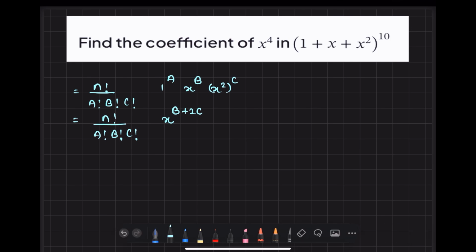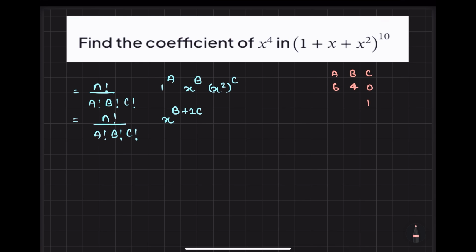Let's have some conditions where we will have x power 4. So it is a, it is b, it is c. Suppose that c is 0. So if c is 0, b has all the responsibility to make power as 4. So 4, and then a will become what? 6. Correct? Now I want c to have 1.